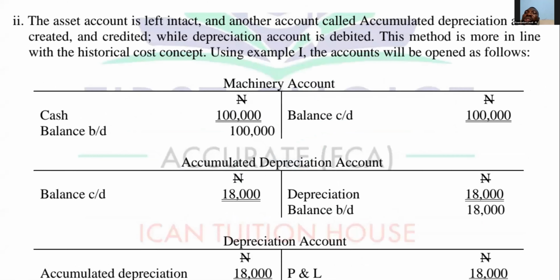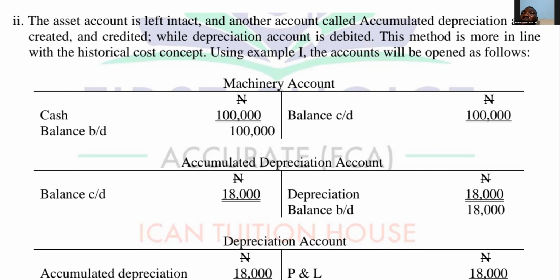Now, the second method is that your asset account will stay intact. Your asset account will remain the same irrespective of the depreciation year in, year out. So it will be as cost model. That's actually the one that goes with the cost concept. So instead of crediting your depreciation to the asset account, you will now credit it to a new account called accumulated depreciation. That's the new account you are going to open for the method.